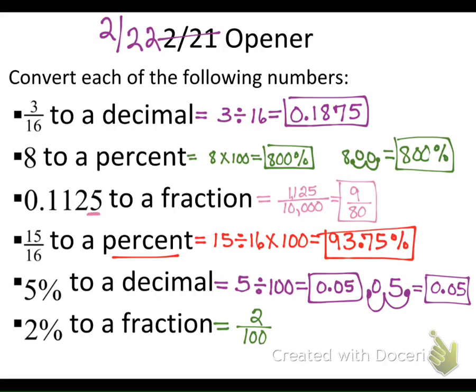And then fractions are so enjoyable because we now have to reduce. What's 2 and 100 both divisible by? 2. What's 2 divided by 2? 100 divided by 2? And there's your final answer. That was easy.